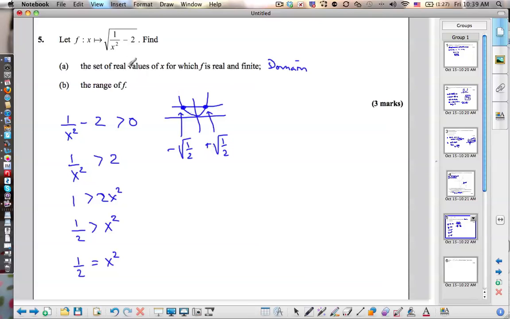So it's greater than 0 when we're between these two values, negative 1 over root 2 and 1 over root 2. But we can't put in 0 here because then we divide by 0. So we actually have to say when x not equal to 0. So something like that.